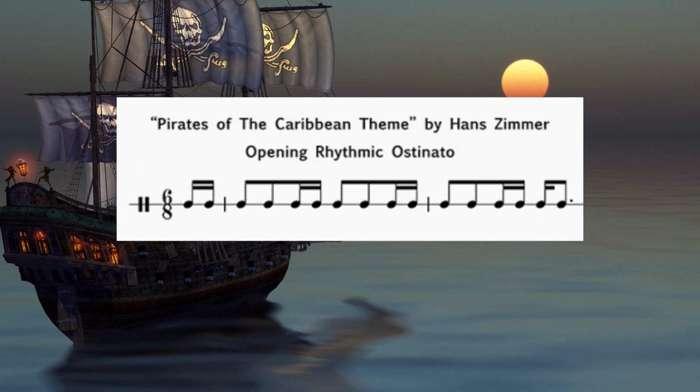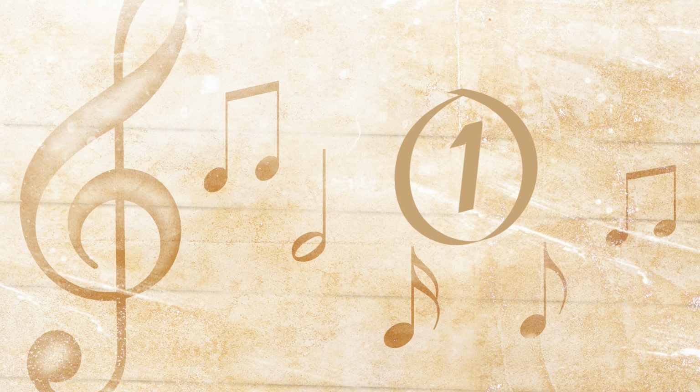Next we have an ostinato, remembering that last week we learned an ostinato is a pattern that repeats. So the Pirates of the Caribbean theme that we know really well sounds like this. This repeated pattern is an ostinato, and we're going to try to use some in our own work.